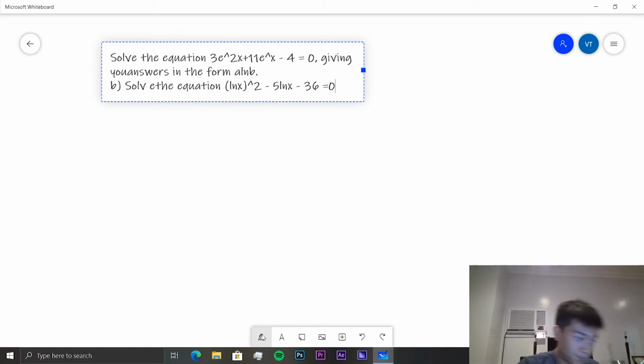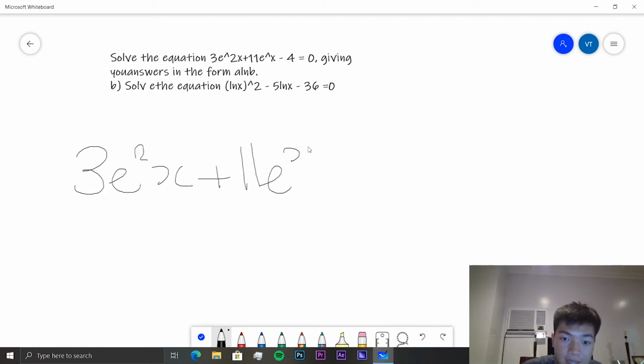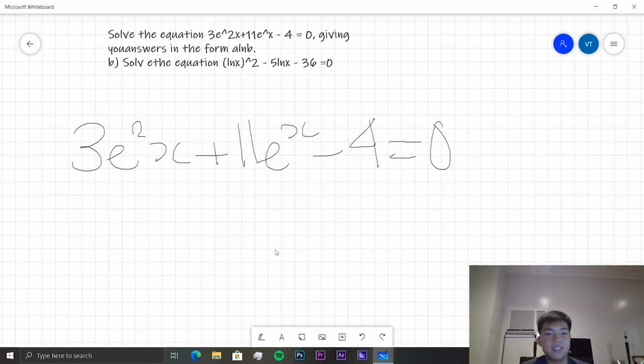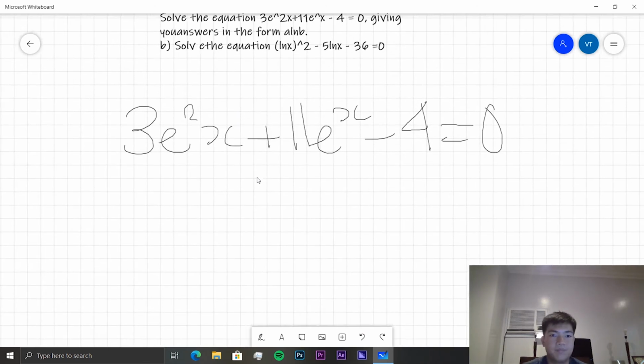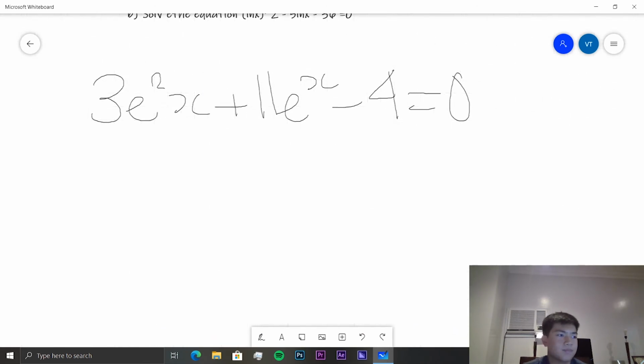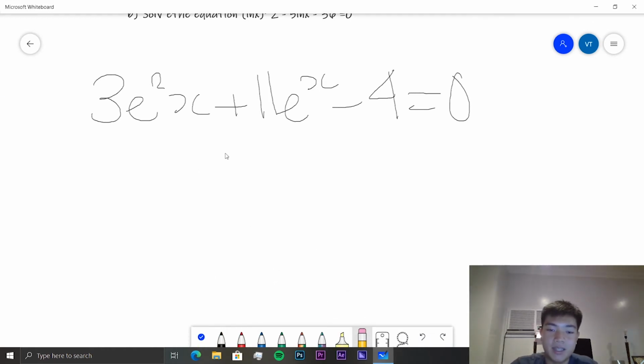Okay, this is an interesting problem. The first one, 3e squared x plus 11e to the x. I hope this is not a typo, but I have a bad feeling this is a typo. Bet it's a typo. Uh-oh. Yeah, it's a typo. I looked at the answers. This is 3e to the 2x.